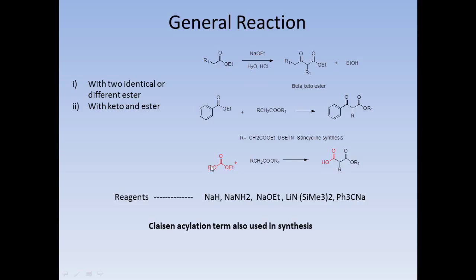So diethyl carbonate can combine with an ester, and you can introduce the ester group, without hydrolysis. Here the ester group may be present, not hydrolyzed to the acid. Let's see how the synthetic utilities are given by these reactions.